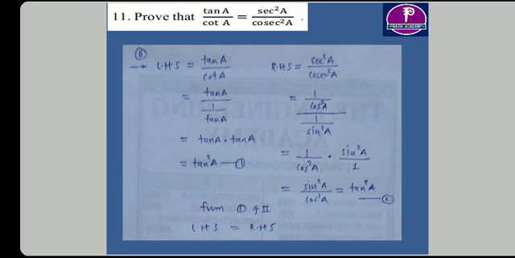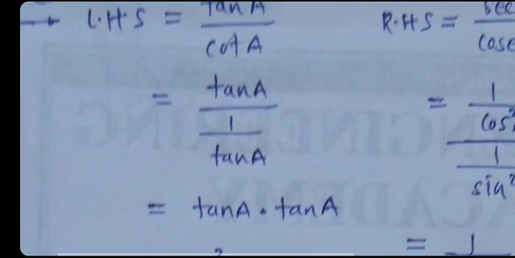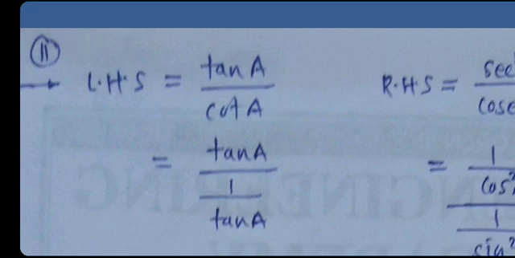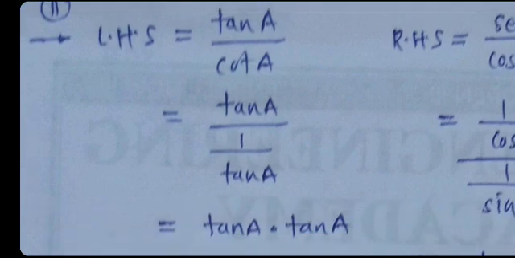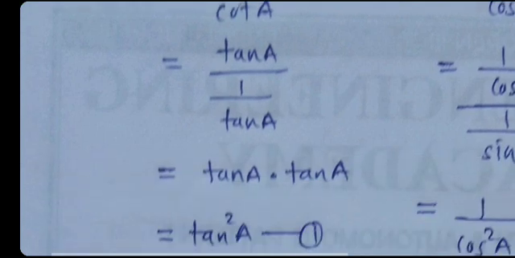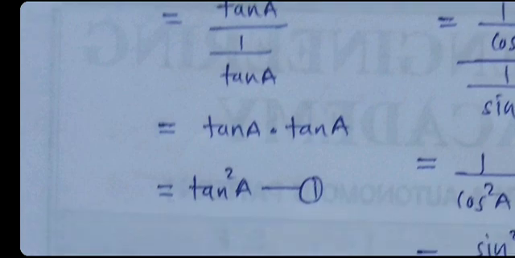The next is, prove that tan A upon cot A is equal to sec square A upon cosec square A. So here first we take LHS. LHS is tan A upon cot A. So cot A can be written as 1 upon tan A, and 1 upon tan A becomes multiplied by tan A, so it becomes tan A into tan A, so it becomes tan square A.